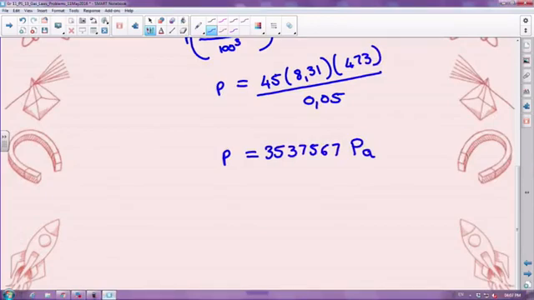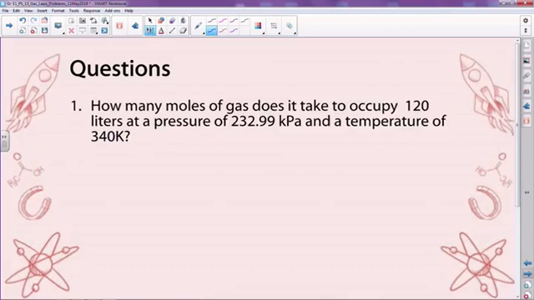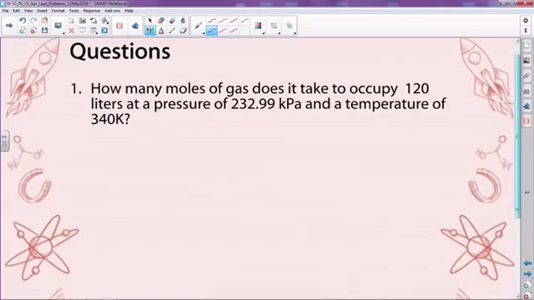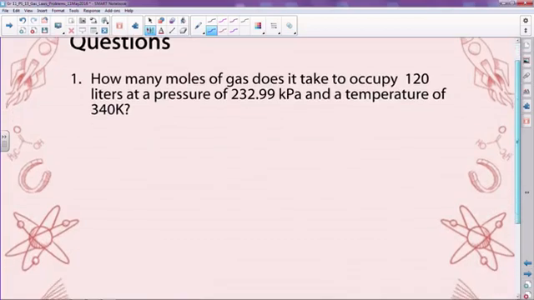Okay, so let's look at another one. Let's see if you can do another one. How many moles of gas does it take to occupy 120 liters at a pressure of 232,99 kilopascals and a temperature of 340 Kelvin? So fortunately, we've got the Kelvin here. I need to change my kilopascals and I need to change my liters.